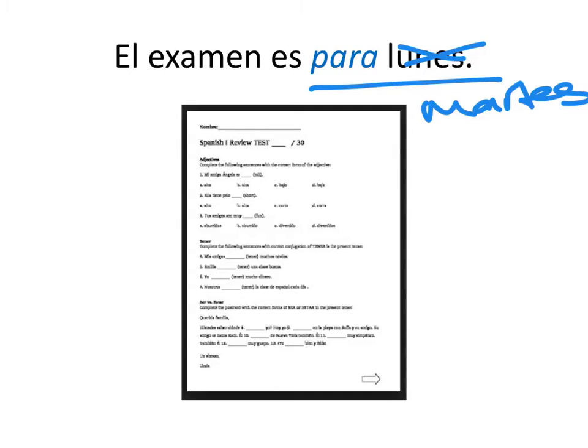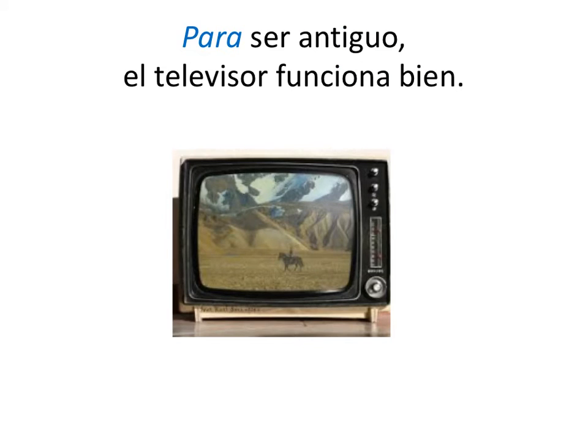Para martes. So how is para being used here? Para is being used here to talk about an upcoming event, an upcoming day, an upcoming deadline. Something that's coming up on the calendar. ¿Cuándo es la fiesta? La fiesta es para el sábado. ¿Cuándo es el concierto? Para noviembre. Para plus some sort of reference in the future. Something on a calendar. A day, date.